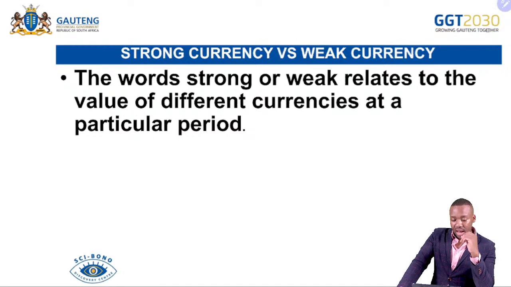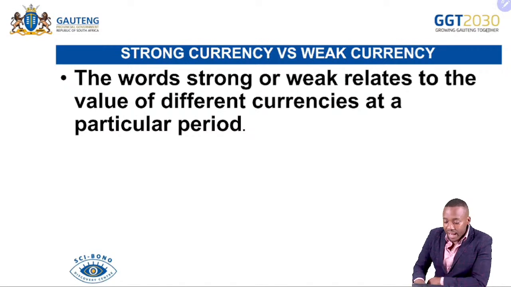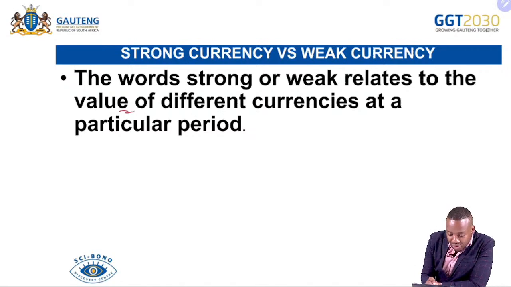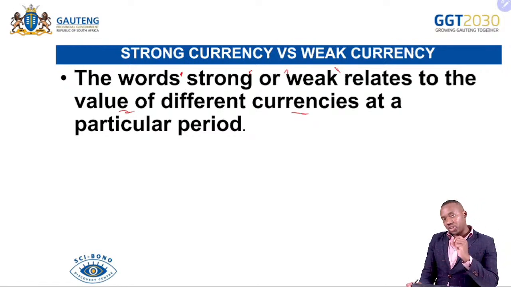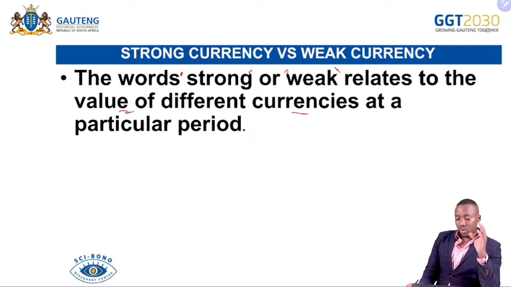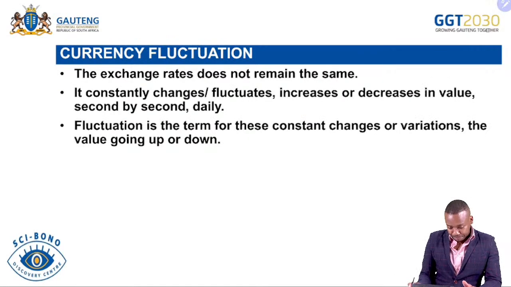So we are saying the words strong and weak currency relate to the value of different currencies at a particular period. The words strong or weak currency relate to the value, meaning how much you are buying one currency for, right? Why? Because we are saying currencies are not the same.